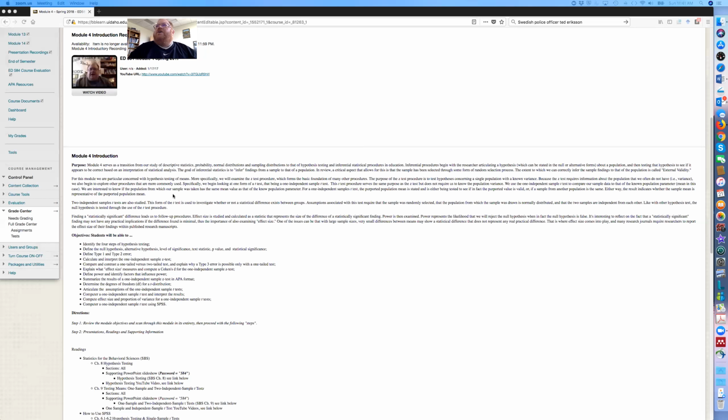One of the issues can be that with large sample sizes, very small differences between means may show a statistical difference that does not represent any practical difference. That is where effect size comes into play, and many research journals require researchers to report the effect size of their findings within published research manuscripts.